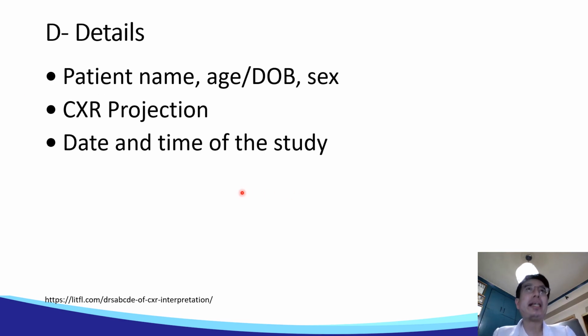First, D. Before even beginning to look at a chest x-ray, the first thing that we must ascertain is that the details of the study are correct. The patient's name, age, date of birth, and sex must be verified. The view or projection is ascertained, and the date and time of the study are verified.